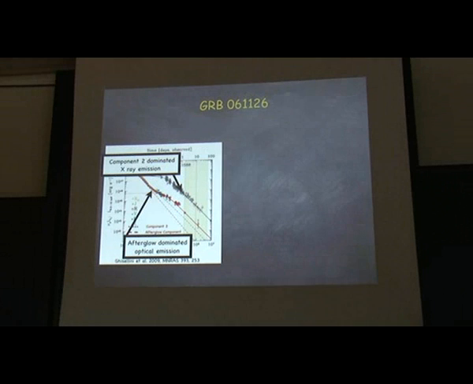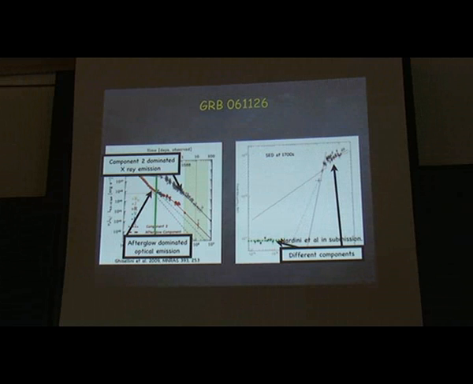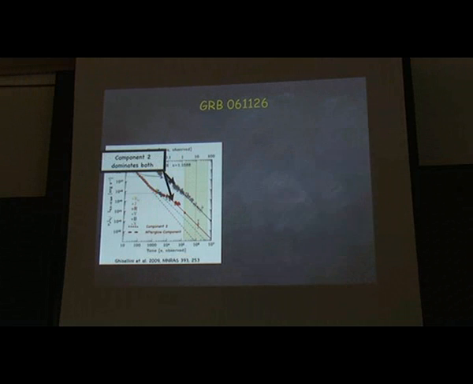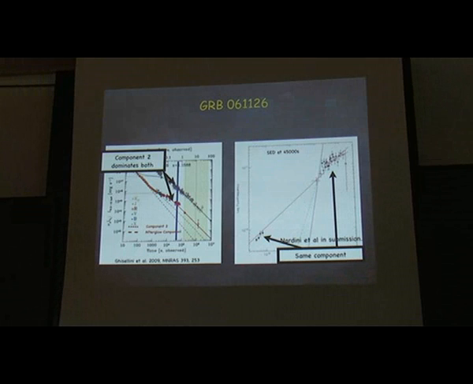GRB 061126, we have that the X-ray is dominated by component 2 for the whole light curve, while at early times the optical is dominated by the standard afterglow. We extracted the SED and it is inconsistent, as discussed by Curly et al., for example, with a single component. At later times, when component 2 dominates both, we have instead that the SED is consistent with being the same mechanism, and we also have a transition and a change in the optical spectral index.